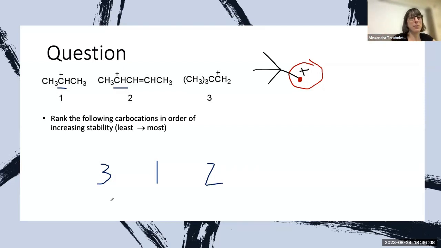How do I draw number 1? This is just 3 carbons, like this, and the positive charge is in the middle on that middle carbon.